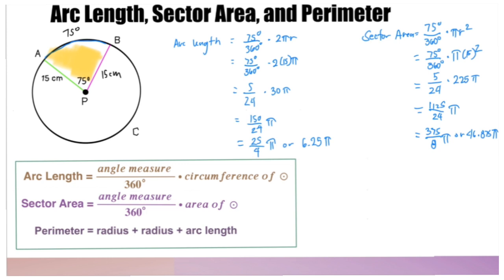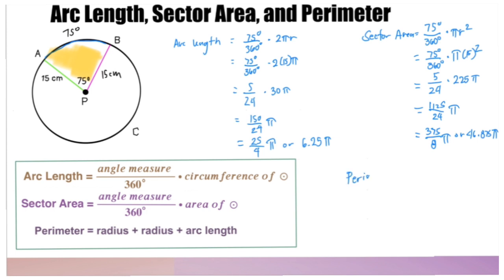Now for the perimeter, it's as simple as adding the radius, the radii, and our arc length. So for those who are wondering how this happened, this is the radius, and then the arc length. So that's the perimeter. Just like a triangle, but the difference is that the arc length is curved. Okay, so as simple as that. So let's try this one.